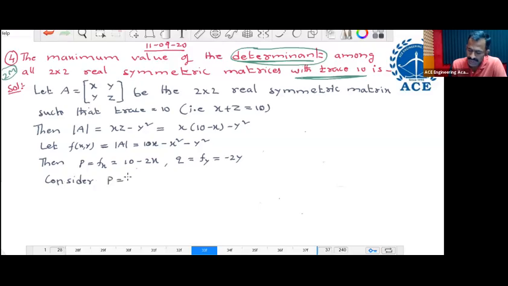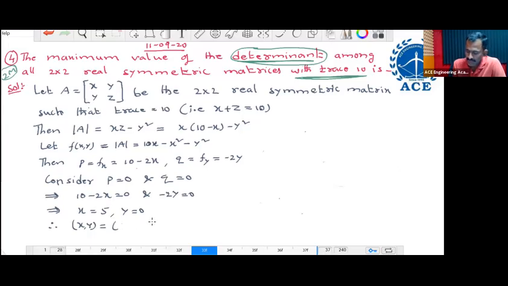Consider small p equal to 0 and small q equal to 0, which implies p equal to 10 minus 2x equal to 0 and q equal to minus 2y equal to 0, which implies x equal to 5, y equal to 0. Therefore, x comma y equal to 5 comma 0 is a stationary point. And it is a maximum point because there is only one stationary point. So directly we can find the maximum value of this function.